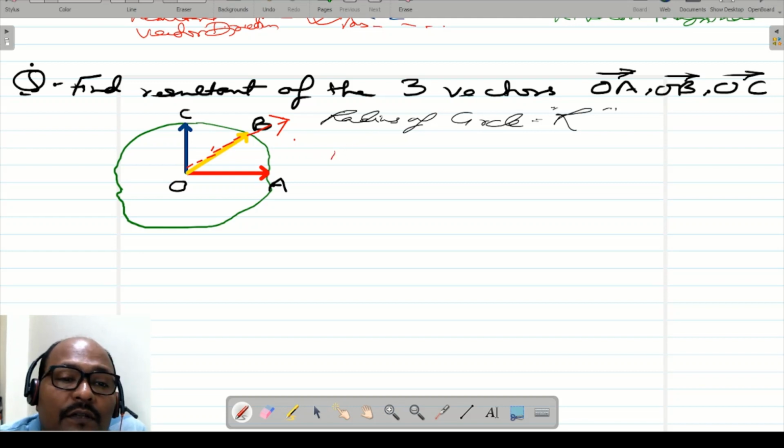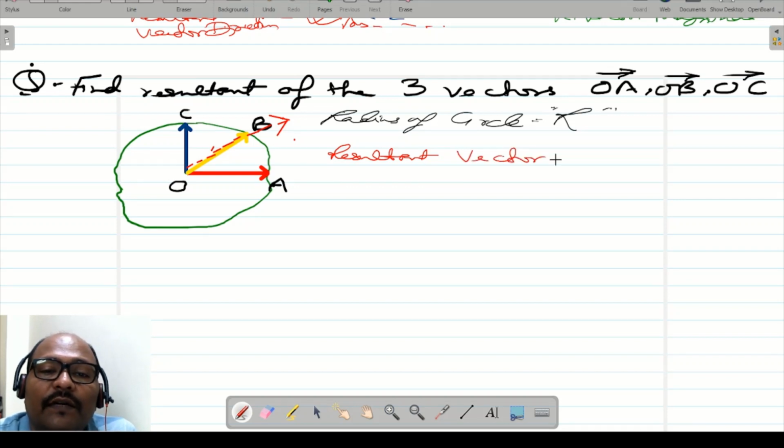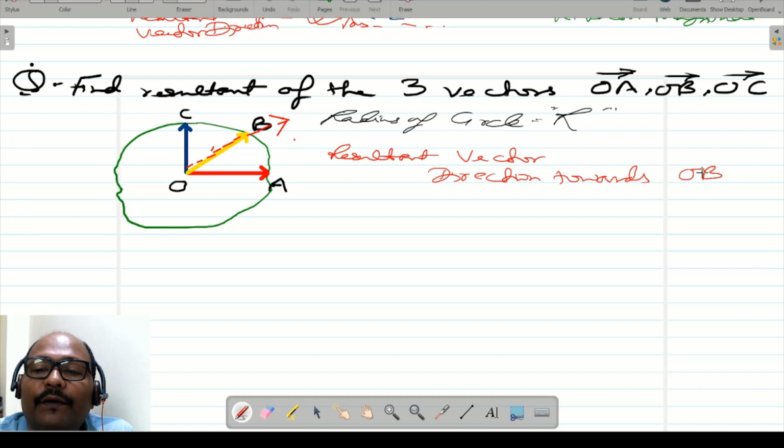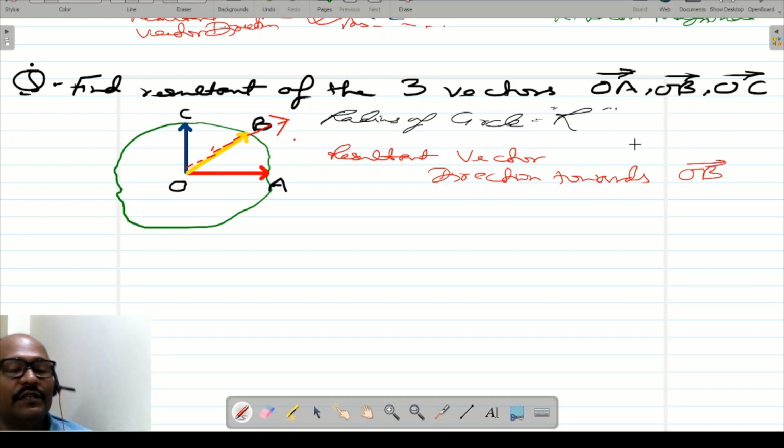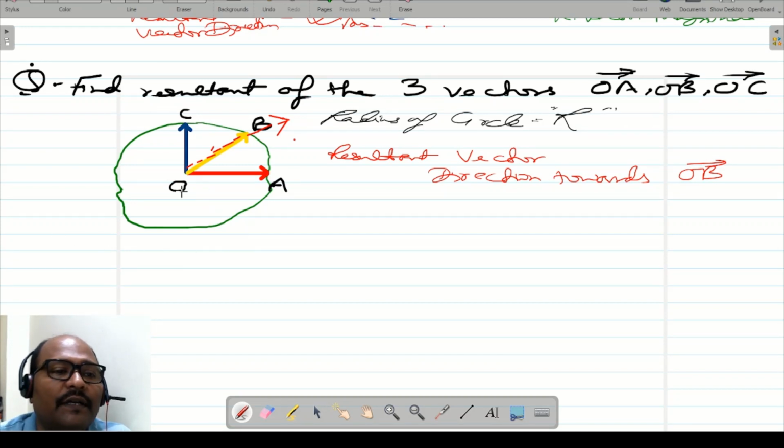So first of all, we understand the resultant vector direction. The resultant vector direction will be towards OB, right? Why towards OB? Because it's lying in between OA and OC, right? So similarly, we will find out the components. How will we find the component? Yes, this is 90 degrees and OB, we are assuming, is at 45 degrees. Let us assume it's 45 degrees. If it's 45, then as a right angle triangle, angle BOC will also be 45 degrees, right?